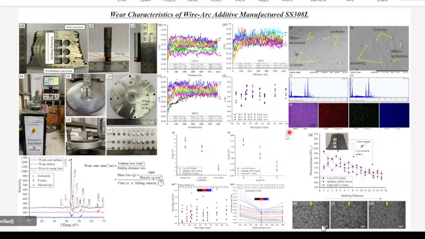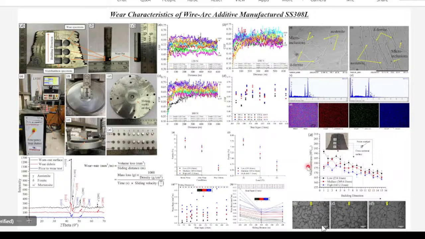The wear is very low, even though we are applying very high loads: 120 newtons, 150 and 180 newtons. Still the wear rate is very low. So this additive manufacturing component is a very good wear-resistant material.